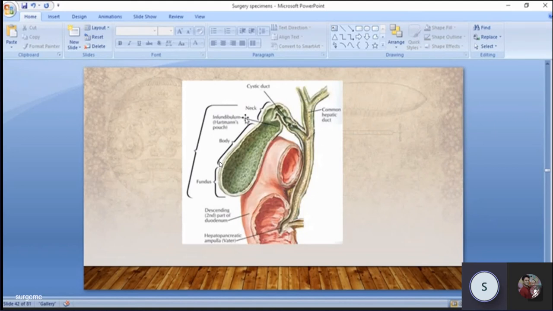Okay, and what is the Hartmann? It is the outpouching of the infundibulum. Sir? Hello? Sir, can you please repeat the parts of the gallbladder in the specimen once more?